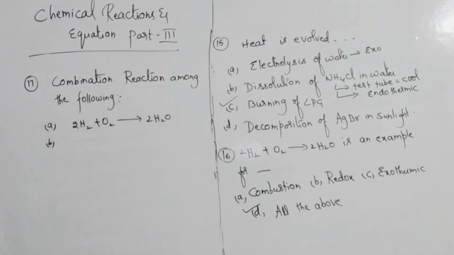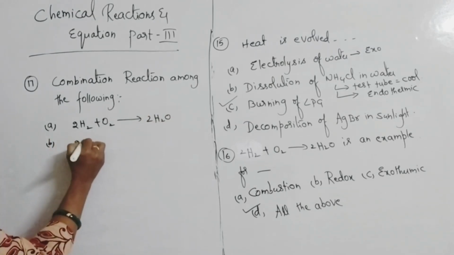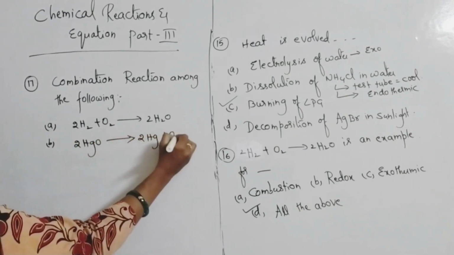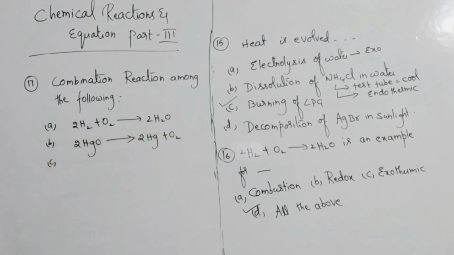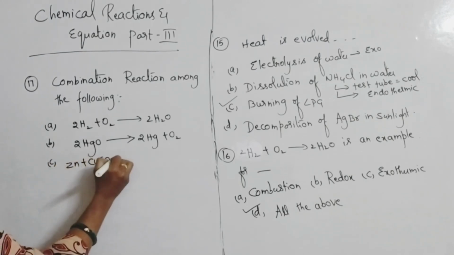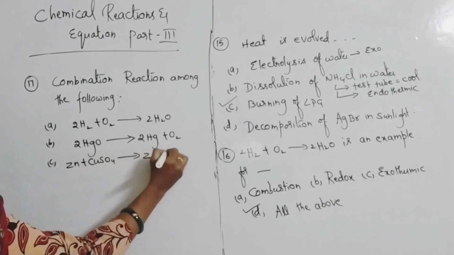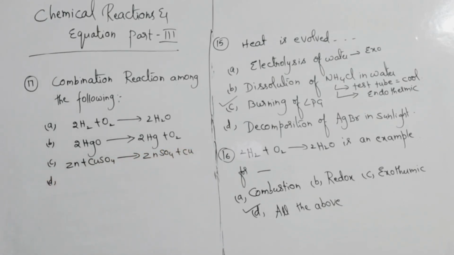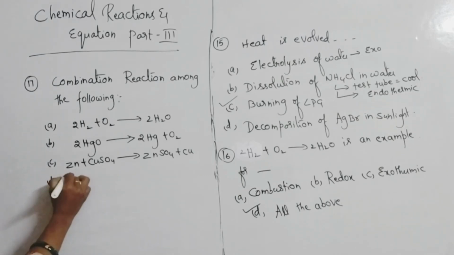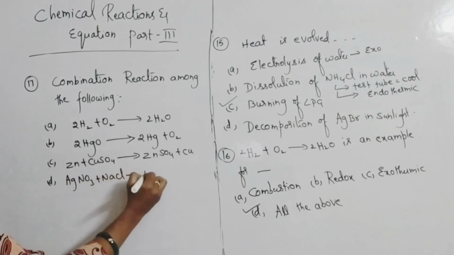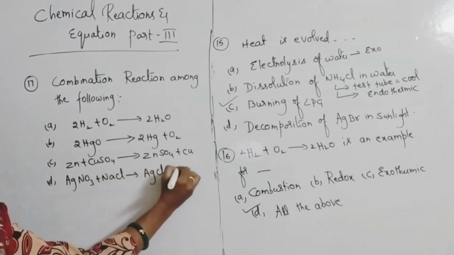Option B: 2HgO gives rise to 2Hg plus O2. HgO means what? Mercuric oxide. Option C, what is given? Zn plus CuSO4 gives rise to ZnSO4 plus Cu. And option D, what is given to you? AgNO3 plus NaCl gives rise to AgCl plus NaNO3.